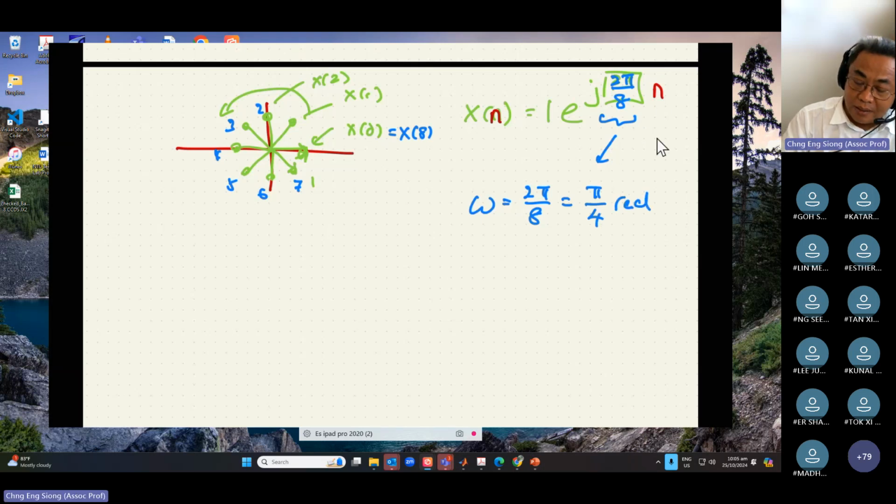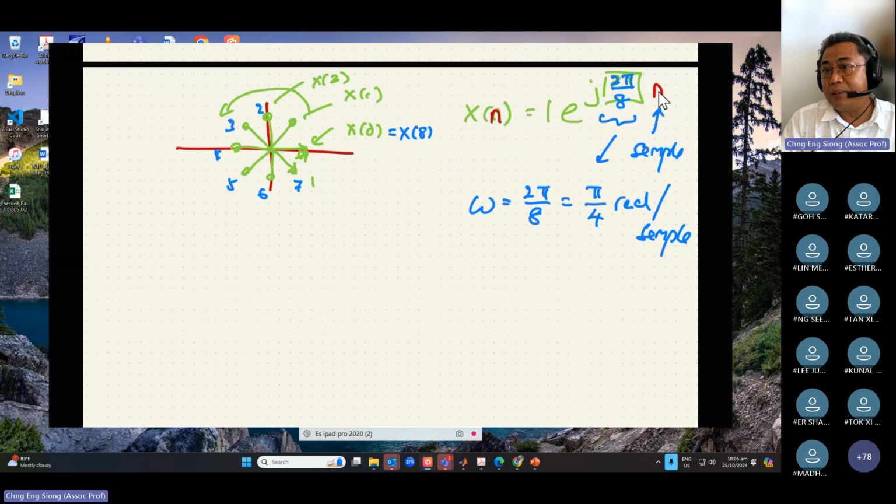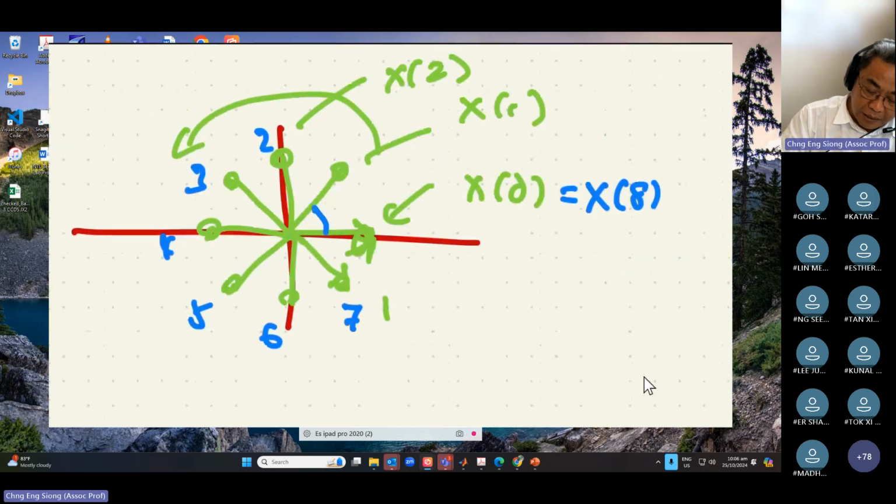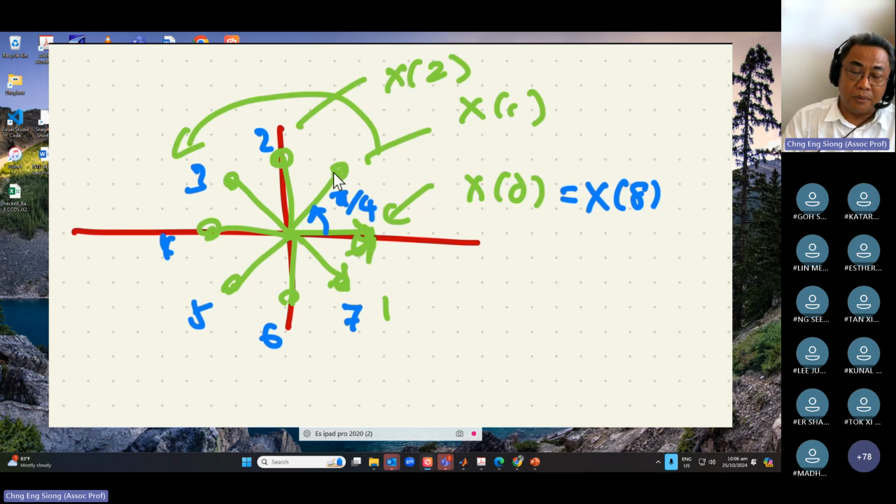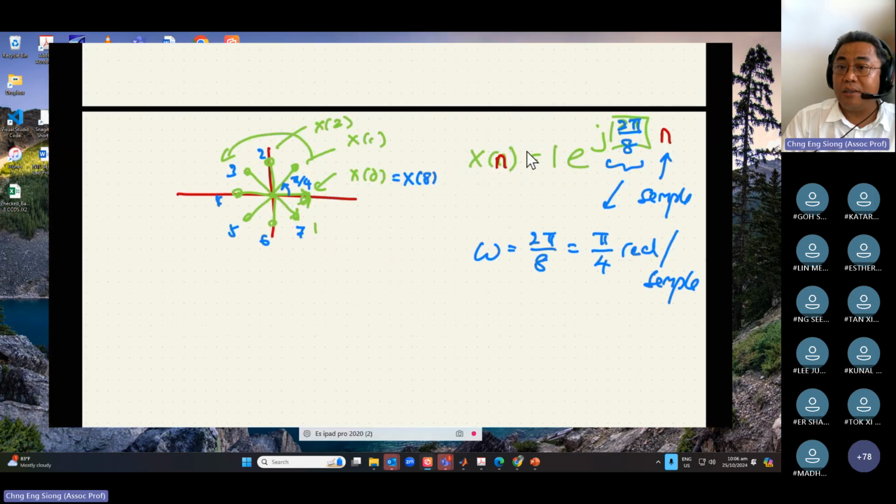And the unit is what? This guy is sample. Every time I'm moving by one sample, I am increasing my angle by pi over 4. See? Every time I move by one sample, the amplitude is 1. Nothing changed in your amplitude. Phase is changing by pi over 4. So this is 1 e^(j 2 pi over 8 times n). K is 1.